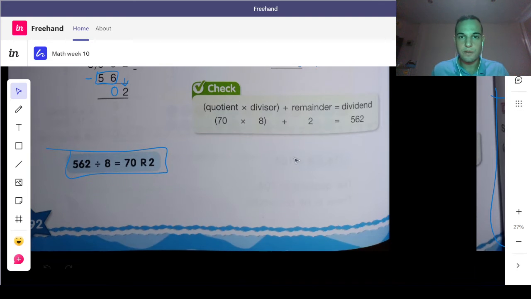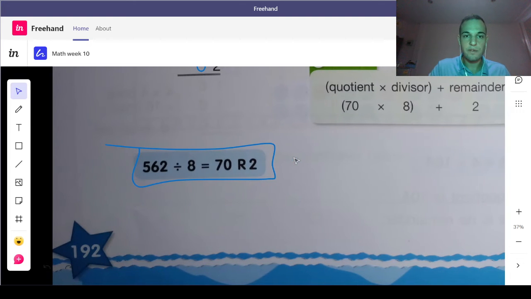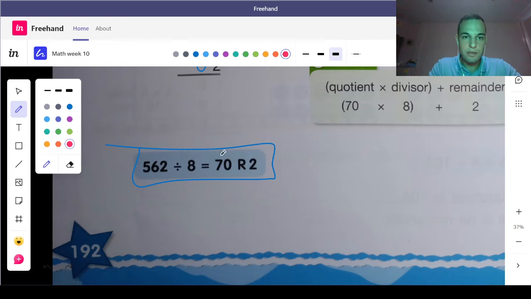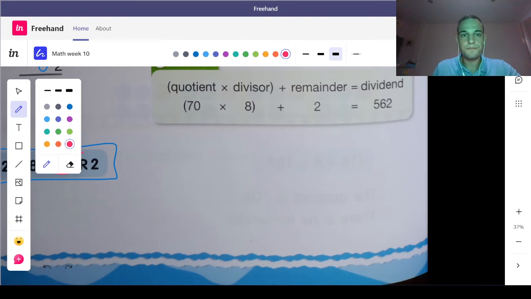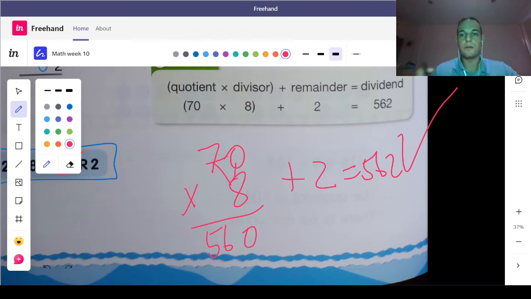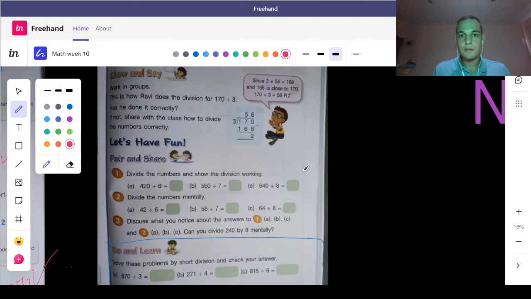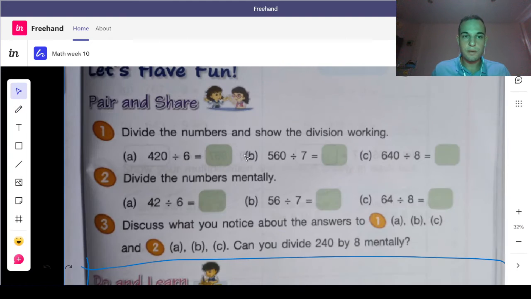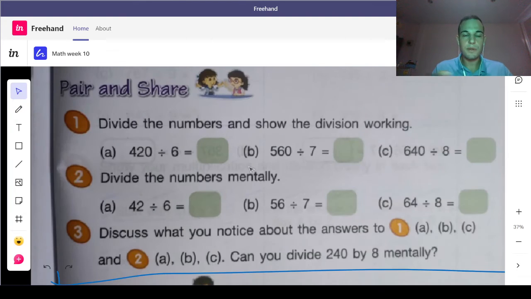Let's check this one also. So we have the answer is 70, remainder 2. So to check it, we need to multiply 70 times 8 plus remainder 2. So let's do that really quick. 70 times 8 plus 2. 8 times 0 is 0. 8 times 7 is 56, plus 2 equals 562. Good. All right. So now let's do 1, 2, and 3 together.